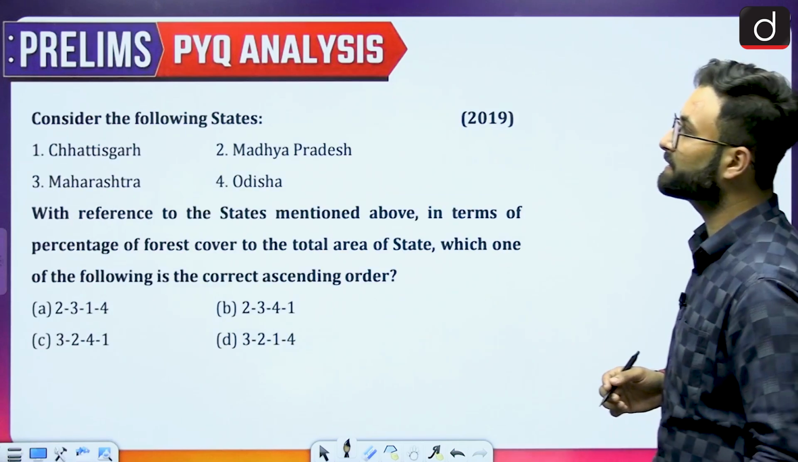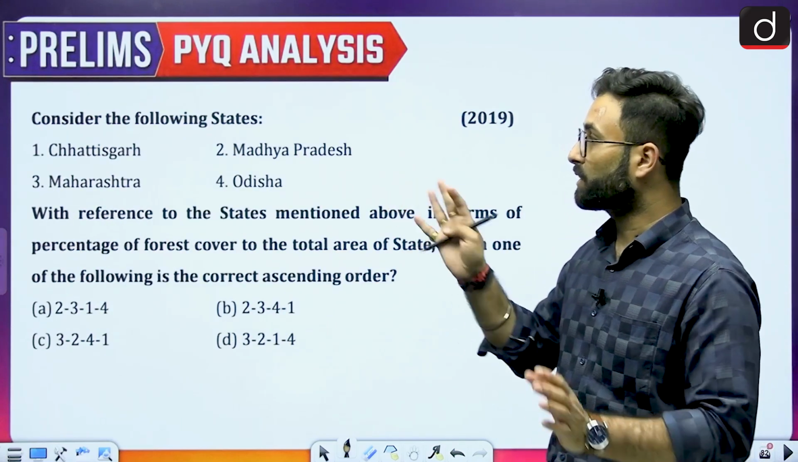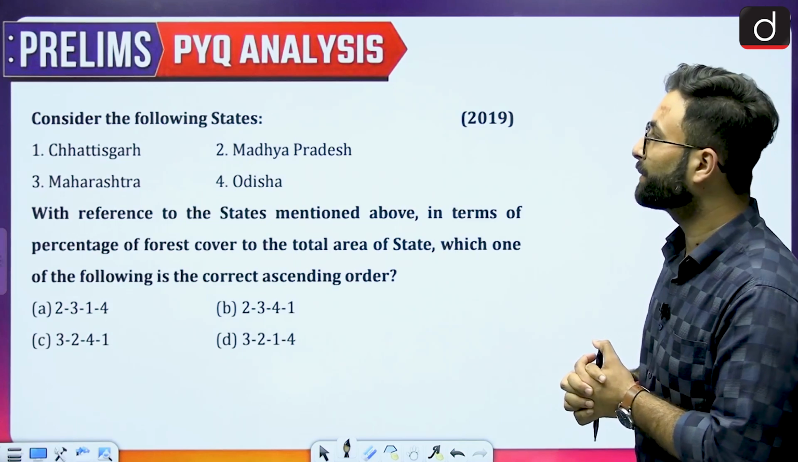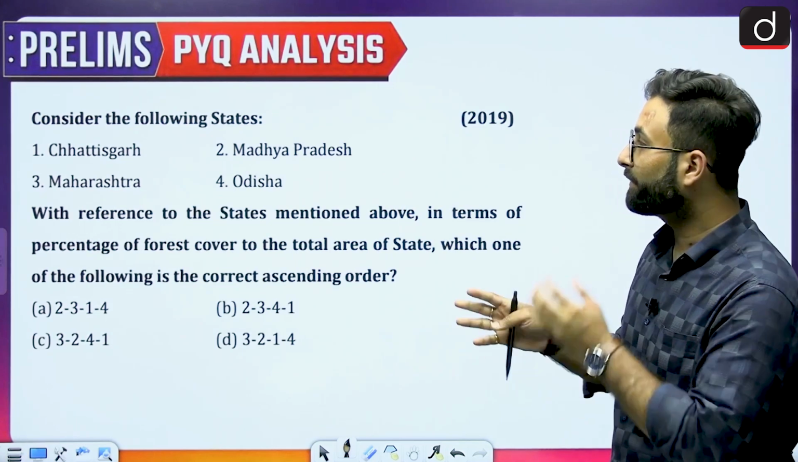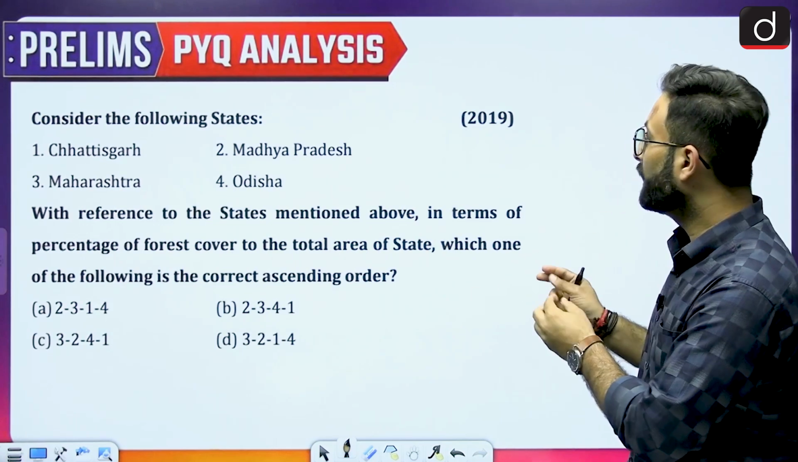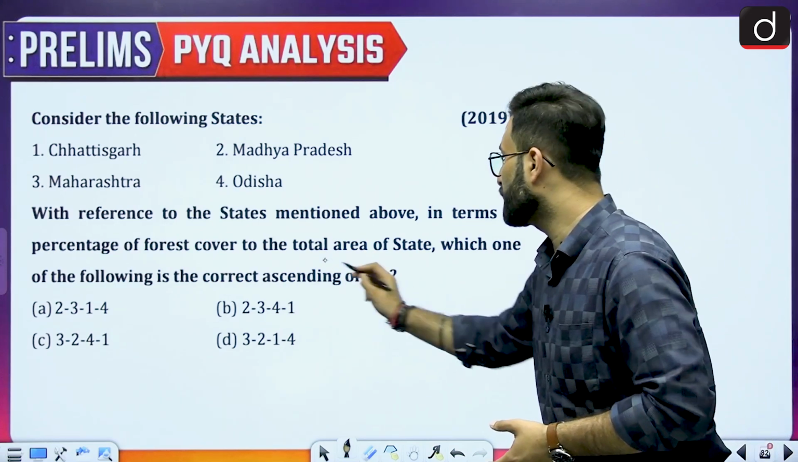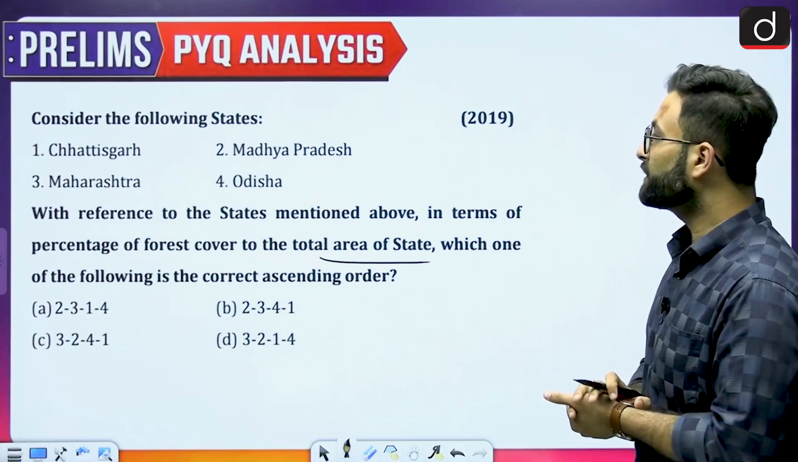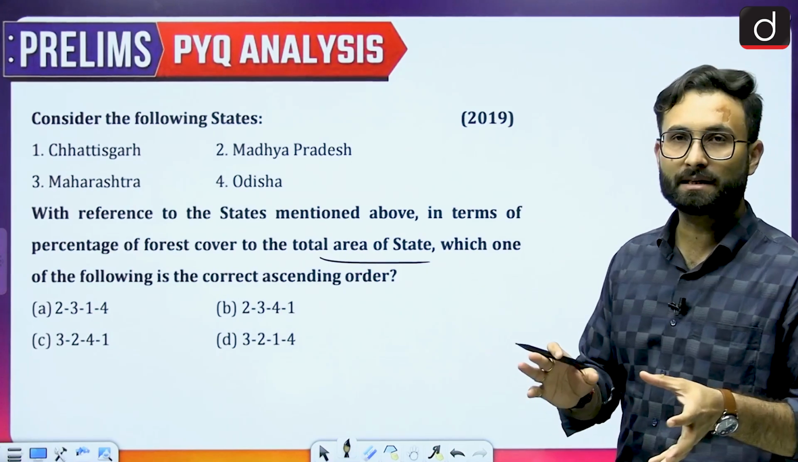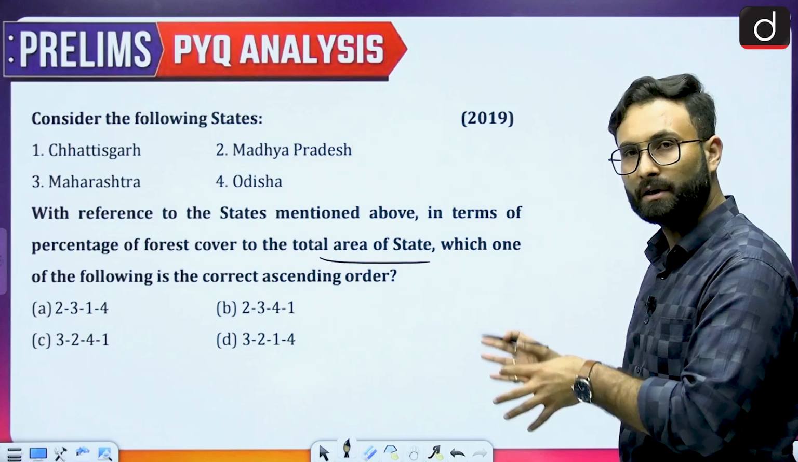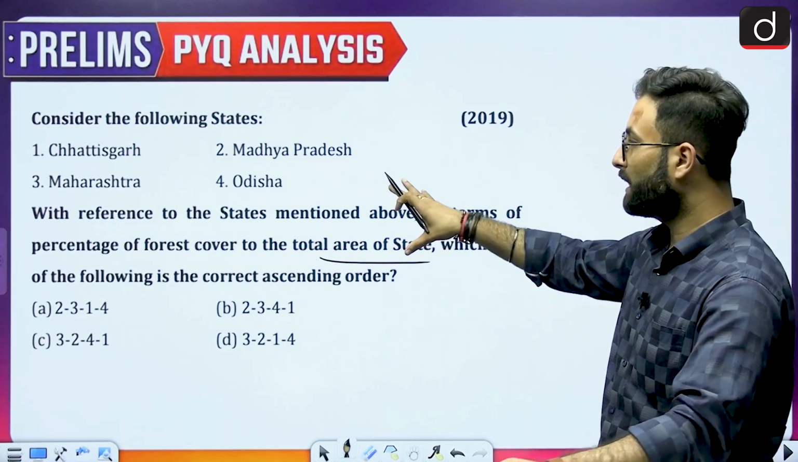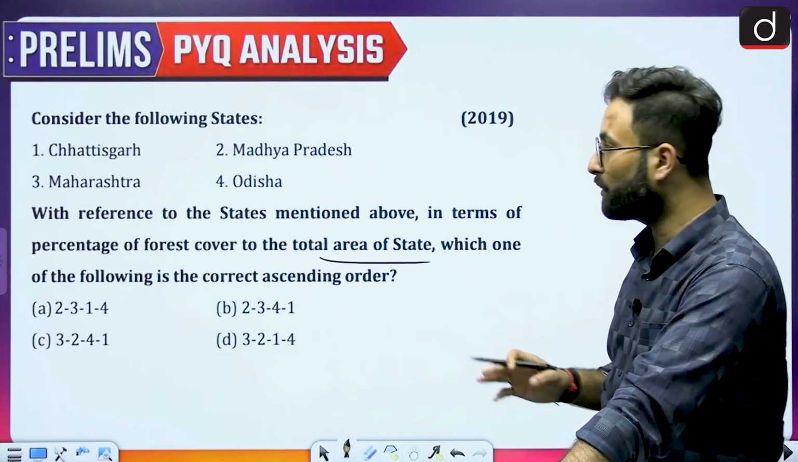Now coming to the next one. Consider the following states: Chhattisgarh, Madhya Pradesh, Maharashtra and Odisha. With reference to the states mentioned above, in terms of the percentage of forest cover to the total area of the state, which one of the following is correct? So basically they are asking for the forest cover to the area of the state, in the correct ascending order.